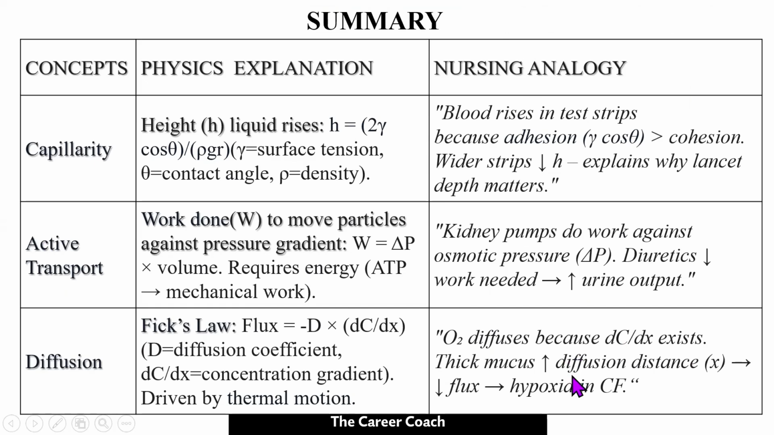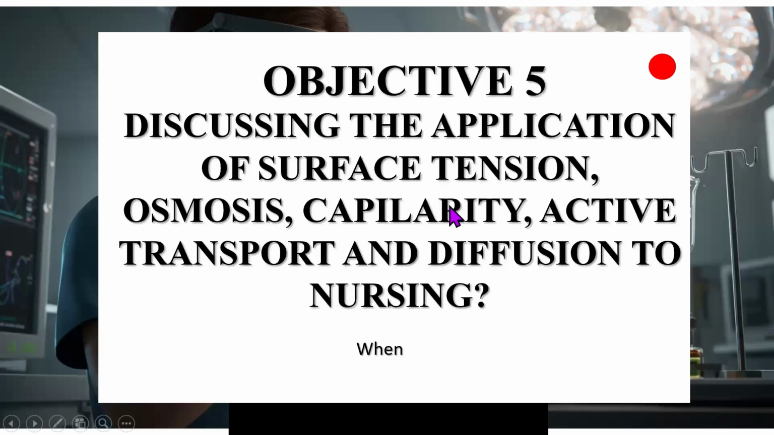For instance, thick mucus will increase diffusion distance, leading to a decrease in flux. Substances will not be able to move from your nostril down into your body, and this could lead to hypoxia in cystic fibrosis. Now, for instance, if somebody's nose is congested, right, it will make it difficult for air to flow to vital organs, and this could lead to hypoxia. Shortage of oxygen in the body.